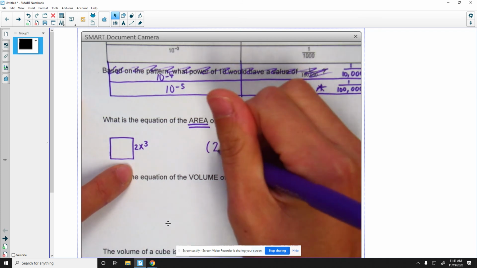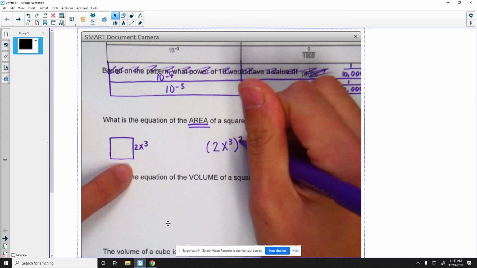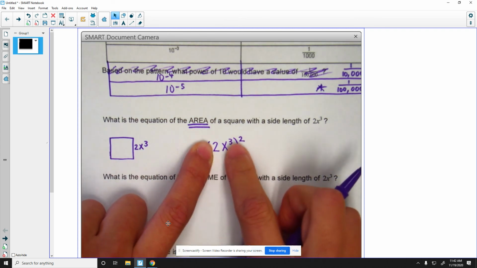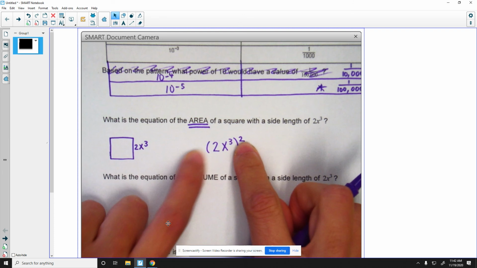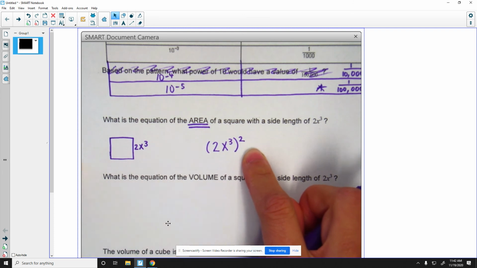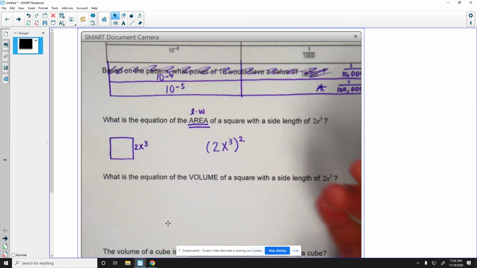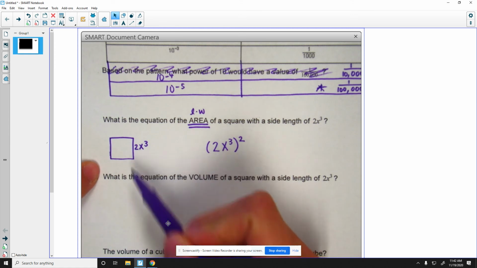Okay, so let me tell you what he said. He said 2x to the third squared. It has to be in parentheses. If it's not in parentheses, it just looks like it's 2x to the third and then square just x to the third. Well, you're squaring both of them, right? So remember how we said area is just length times width? Like that's how you find the area of any rectangle.